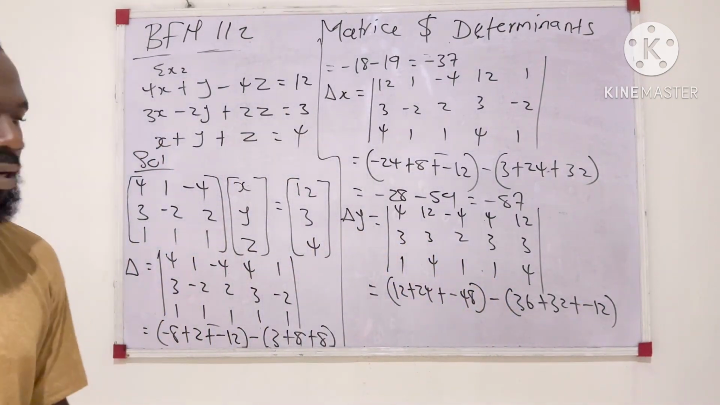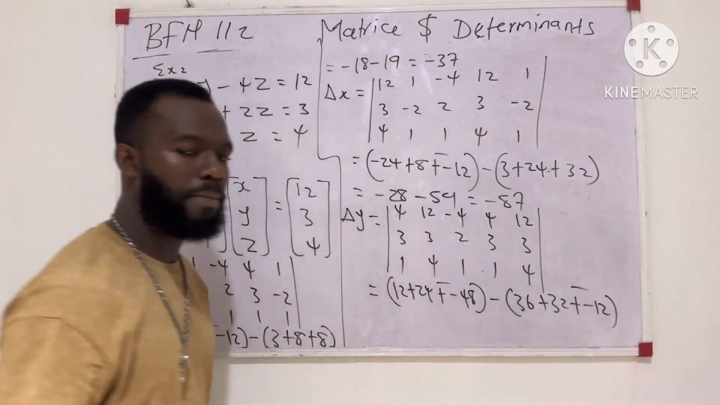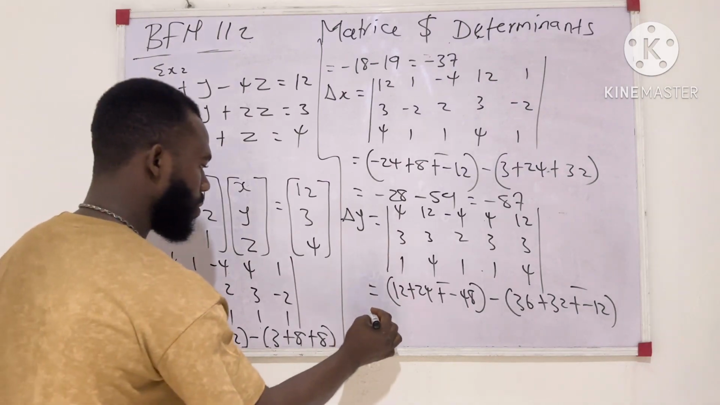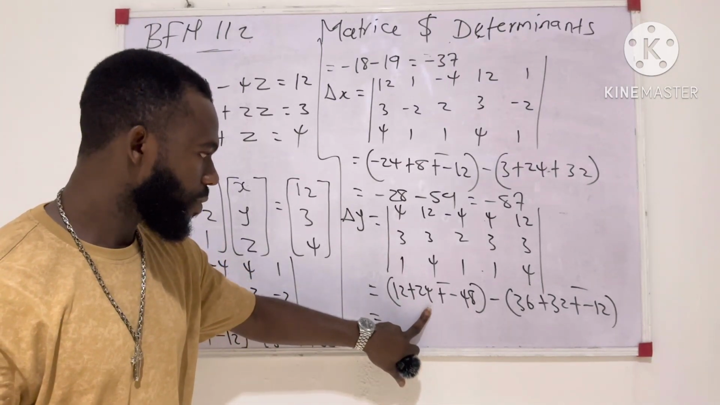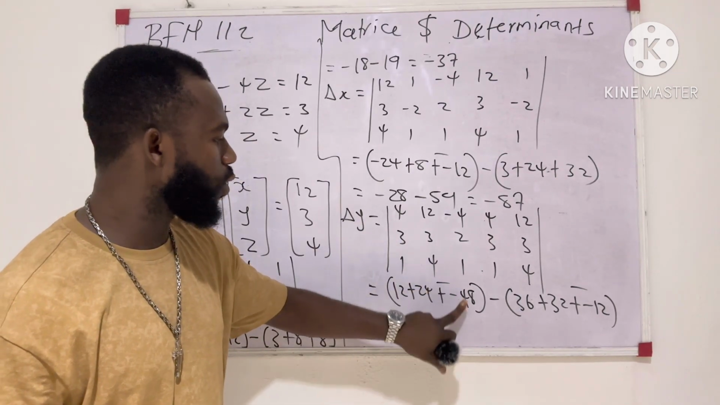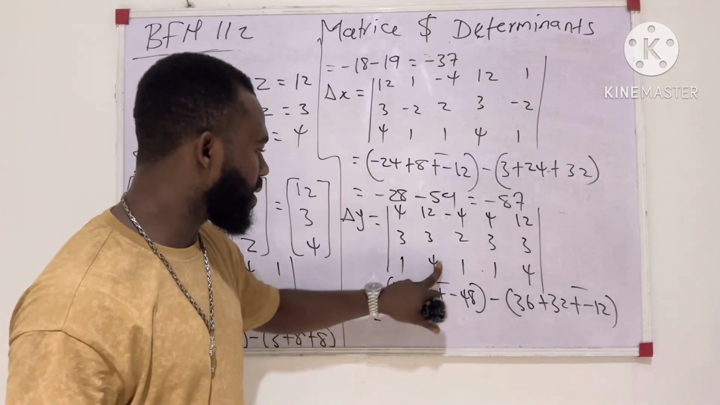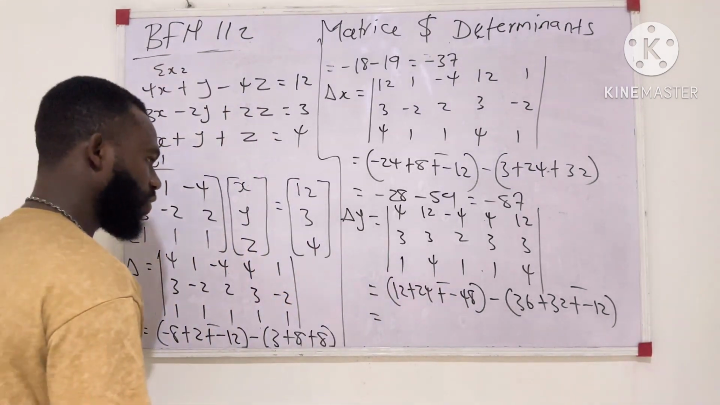Alright, good. Now, plus times minus is minus. So let's see what we're going to get now. 12 plus 24 gives us 36. Alright, now 36 minus 48 will give us minus 12.